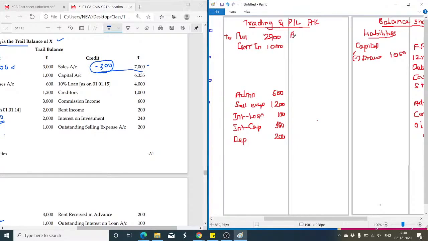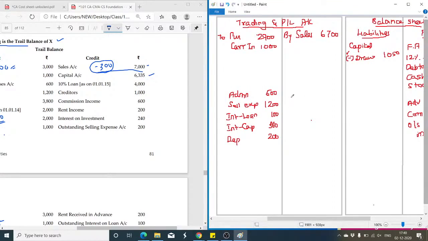In the credit side of the trading account, I am going to post the value as by sales, the value being 6,700. And capital is a liability. I post that value in the liability side. Here I have already written it, so I am going to subtract the drawings from this capital. I write the value here, 6,335. So I have posted the sales as well as capital.